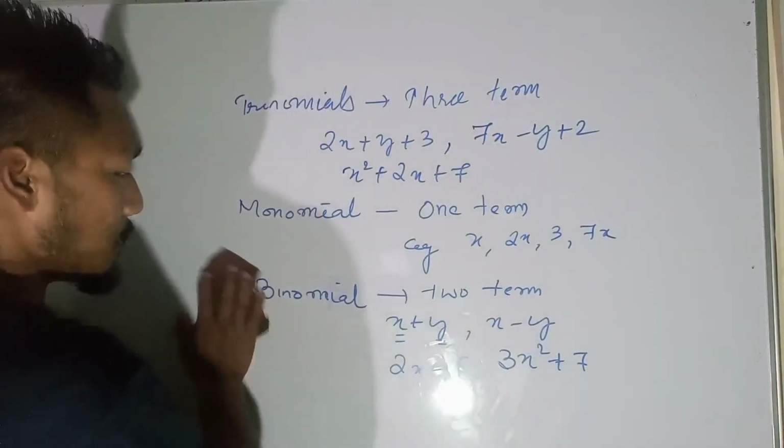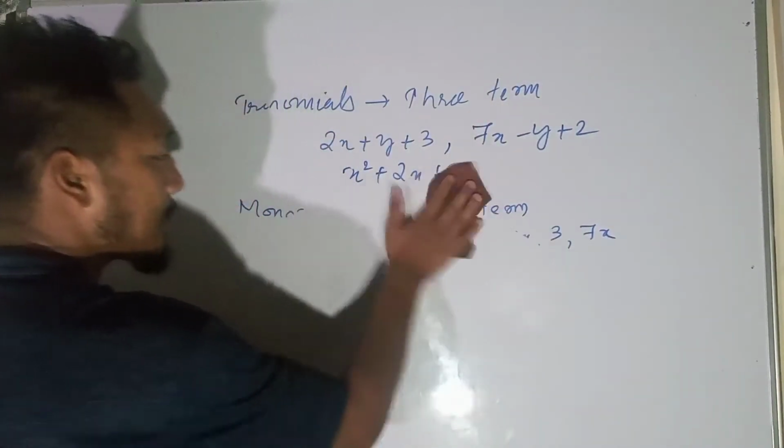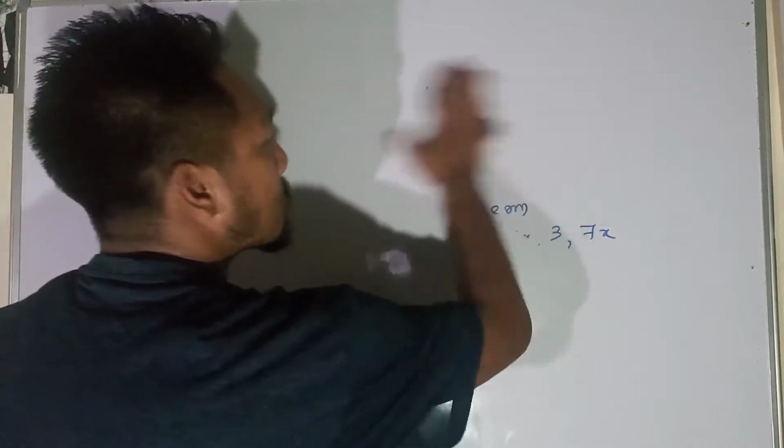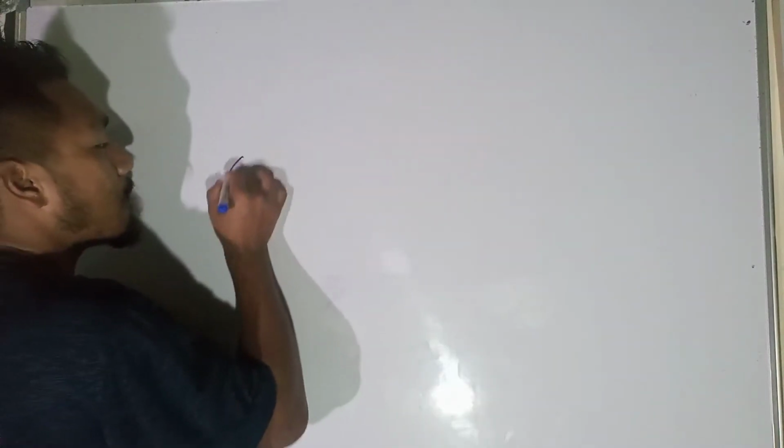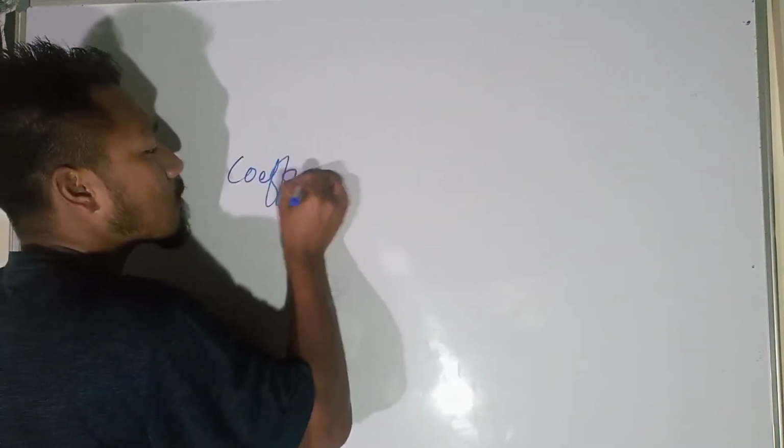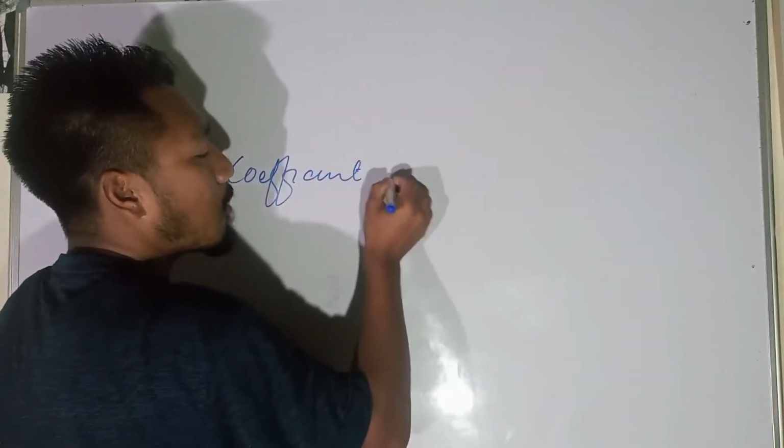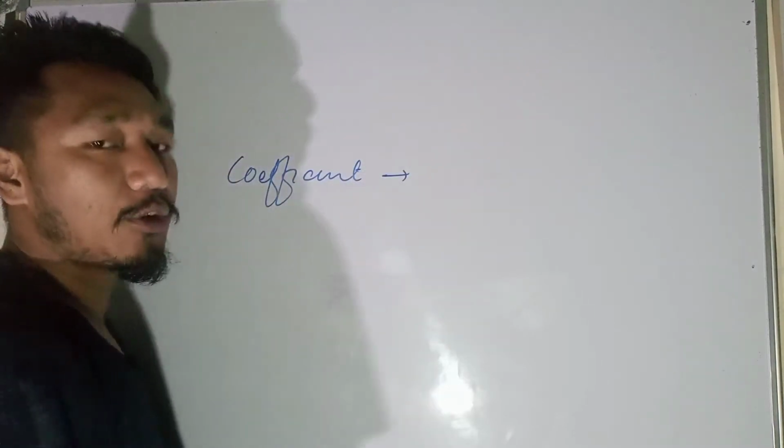Clear about this one? Now we have also learned about the coefficients. What is a coefficient? It is a numerical value that is written in front of the variable.